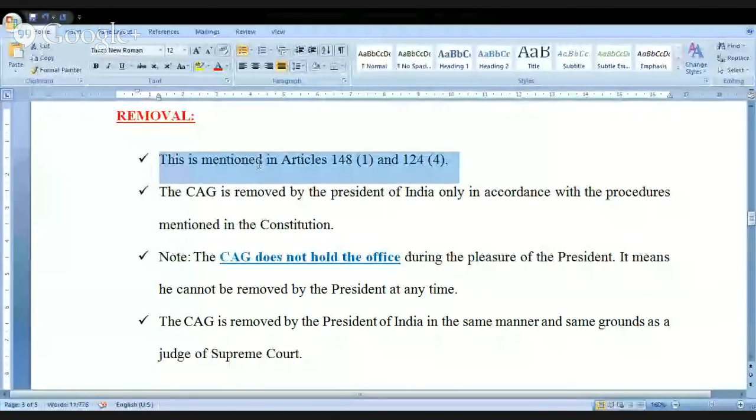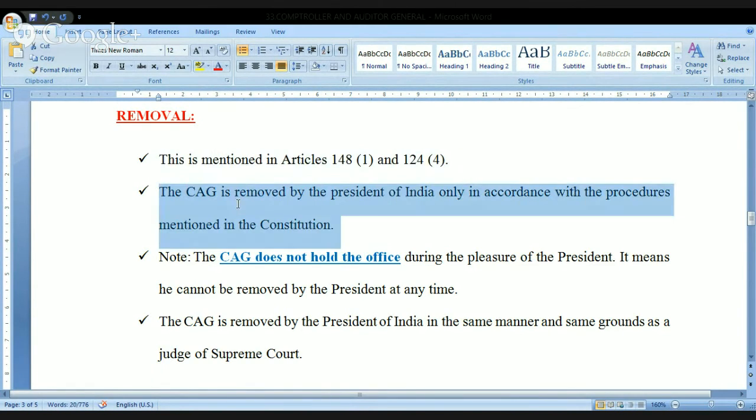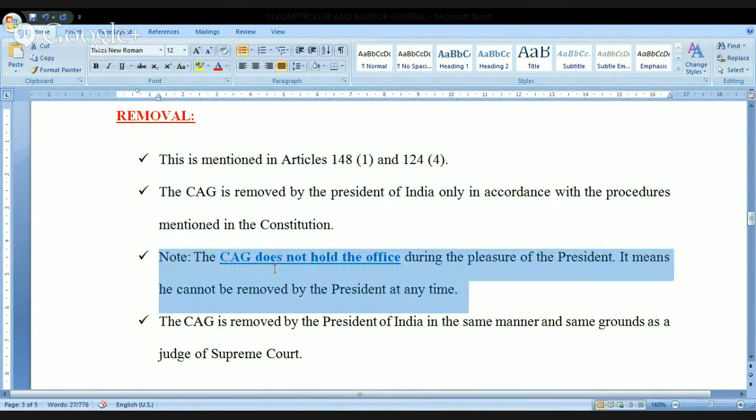Look at this. This is mentioned in Article 148 clause 1 and Article 124 clause 4. Simple here. In 124 clause 4, we have explained the removal procedure of the Supreme Court judge. And 148 clause 1 says that he is removed in the same manner as per the procedure under Article 124 clause 4. The CAG is removed by the President of India only in accordance with the procedures mentioned in the Constitution. The CAG is not holding the office during the pleasure of the President. It means he cannot be removed by the President at any time.